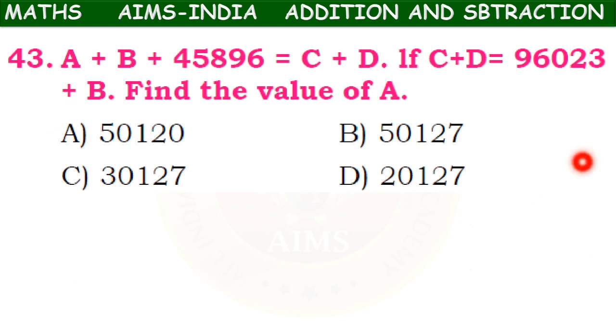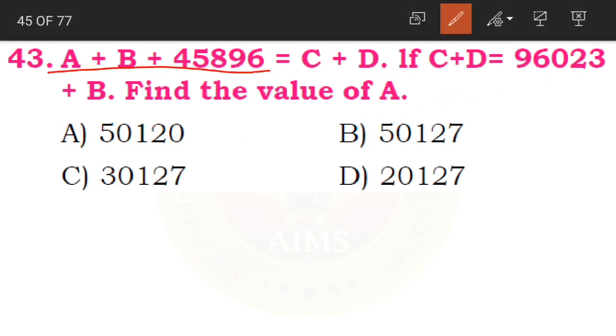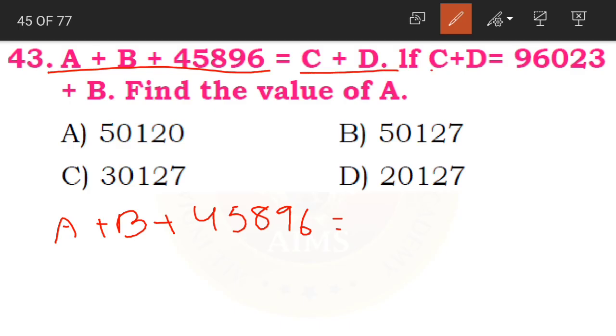Moving on to question number 43. A plus B plus 45,896 is equal to C plus D. If C plus D is equal to 96,023 plus B, find the value of A. Yes children, now let me write this equation first. A plus B plus 45,896 is equal to what? Is equal to C plus D. But they have given us the value of C plus D, right? So I will write that instead.